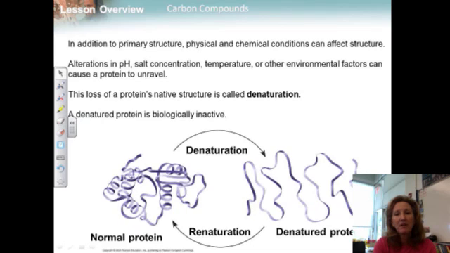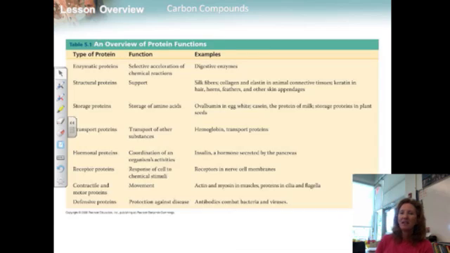In addition to primary structure, physical and chemical conditions can affect the structure of the protein. Alterations in the pH, too acidic or too basic, too much salt, temperature, and other environmental factors can cause a protein to unravel. The loss of a protein's native structure is called denaturation. A denatured protein is biologically inactive. So we'll talk about that in class 2. Well, here's a chart listing all the wonderful functions of proteins. They really do so much for life.